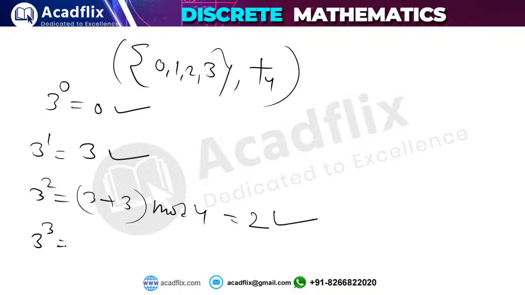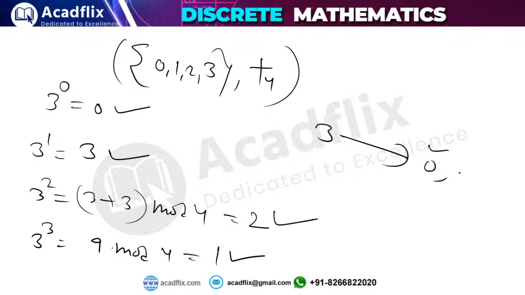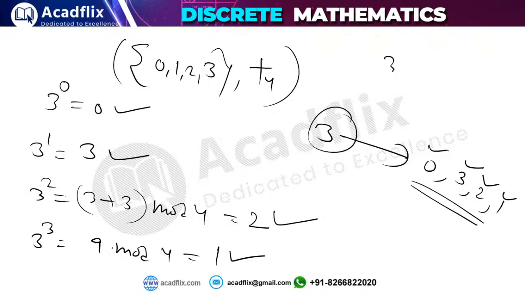3 power 3. What is 3 power 3? That is nothing but 9 mod 4, and 9 mod 4 is equal to 1. So 1 is generated. You can see this 3 is generating 0, 3, 2, and 1. So 3 is generating everything. So 3 is a generator.